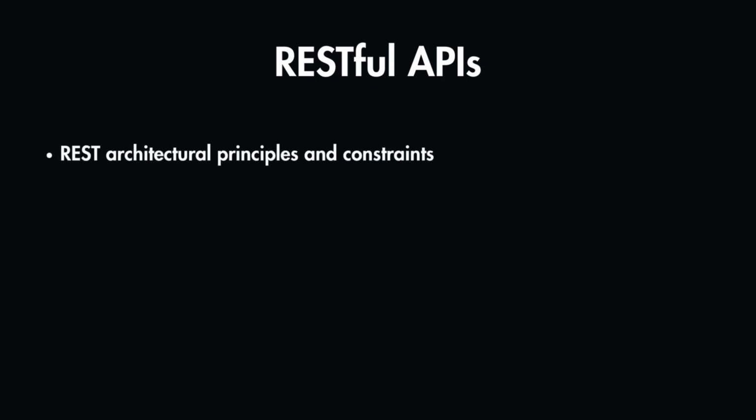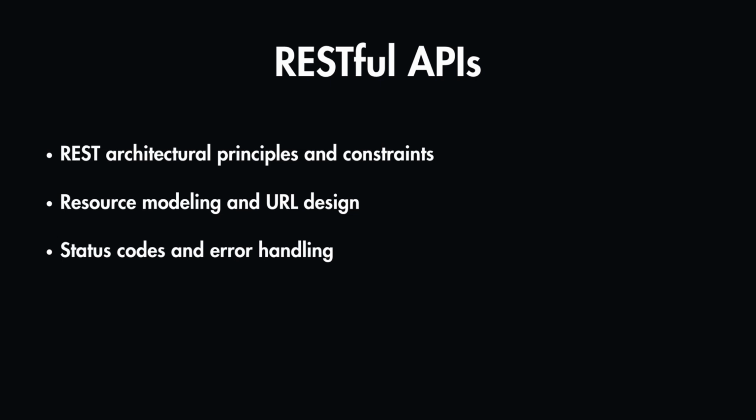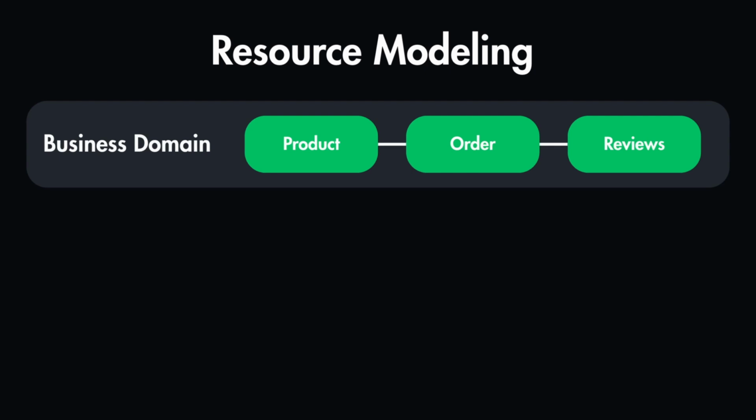We'll start by learning about the architectural principles and constraints of RESTful APIs, about the resource modeling and URL design, also the status codes and the error handling, as well as filtering, sorting, and so on. And we'll learn the best practices when using and developing RESTful APIs. Let's start from the resource modeling.